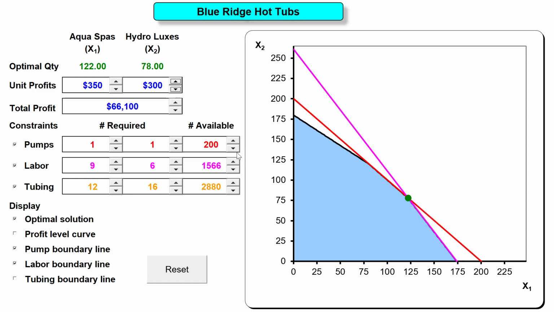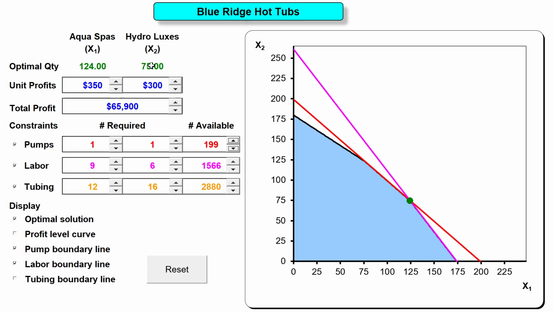So what happens when we, let's say, decrease the available pumps? If I have 200 available pumps and I now decrease this by 1, observe what happens to this solution. The line shifts a little bit down to the left, and the solution follows. Notice that the solution keeps changing. Let me go back to 200. If it's 200, it goes to 199, and the solution changes.